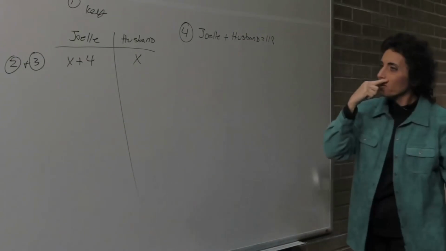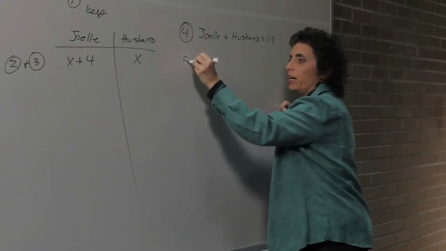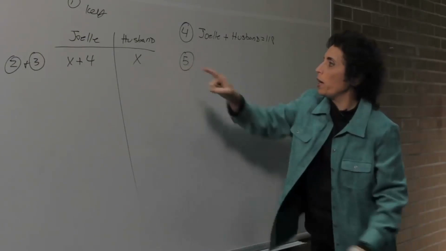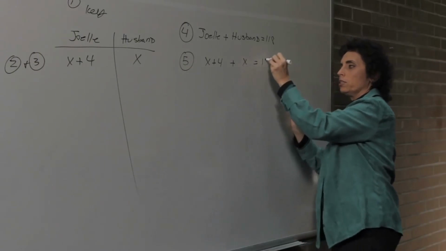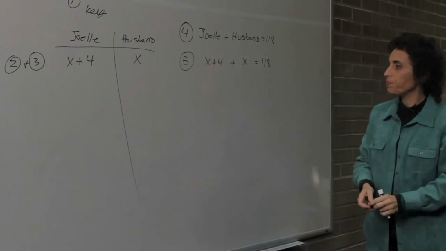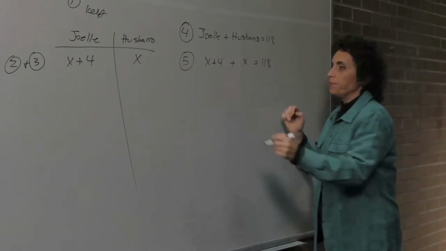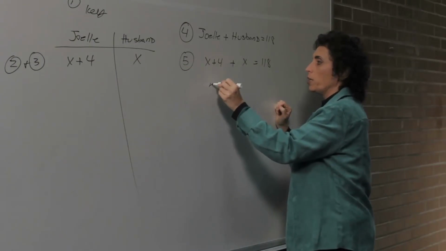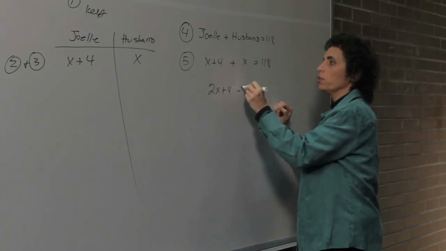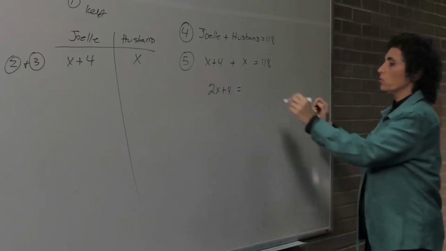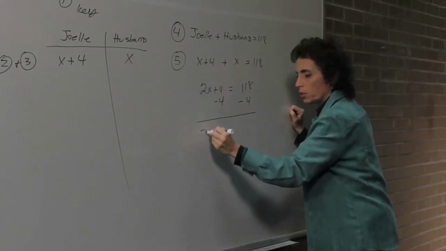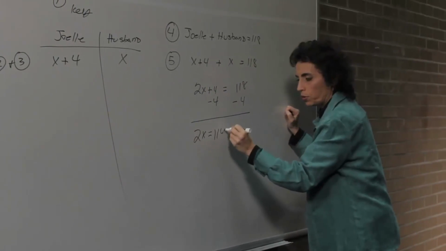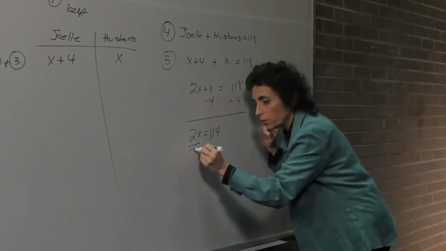Okay, so here we go. We'll plug it in. Step 5, plug in what we know. Joelle is x plus 4. Her husband is x years old. And that equals 118. Solving this, we get 2x plus 4 equals 118. Subtract 4, subtract 4. 2x equals 114. Still solving. Divide by 2.